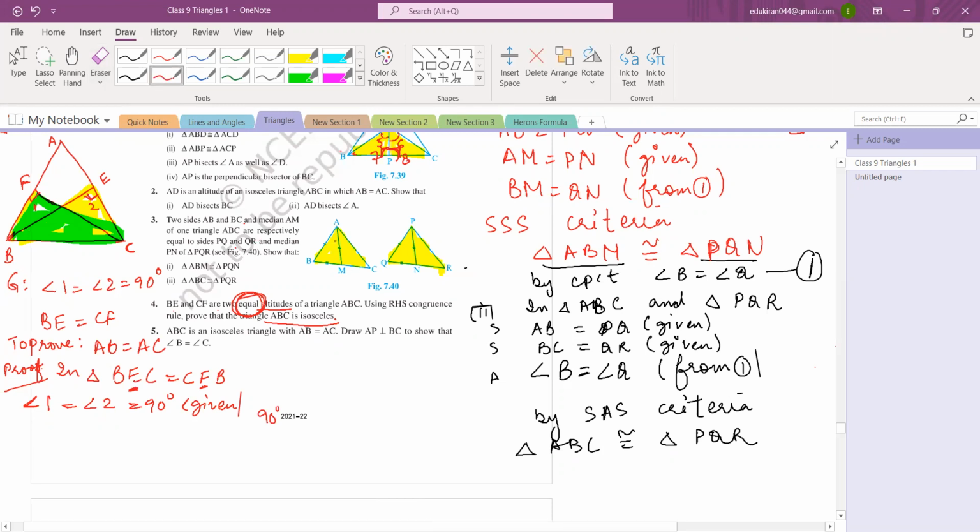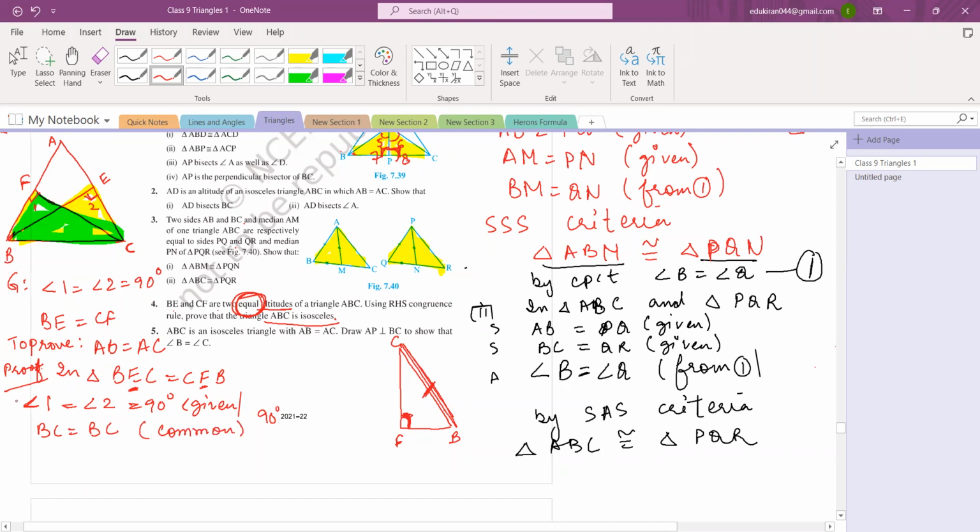BC. See, you can flip the triangle and see it like this. If you have this triangle and you have a 90 degree angle here, that means this is your F, this is your B and this is your C. So always the side which is opposite to the 90 degree angle is your hypotenuse. So BC is the hypotenuse. So BC is equal to BC, which is common.